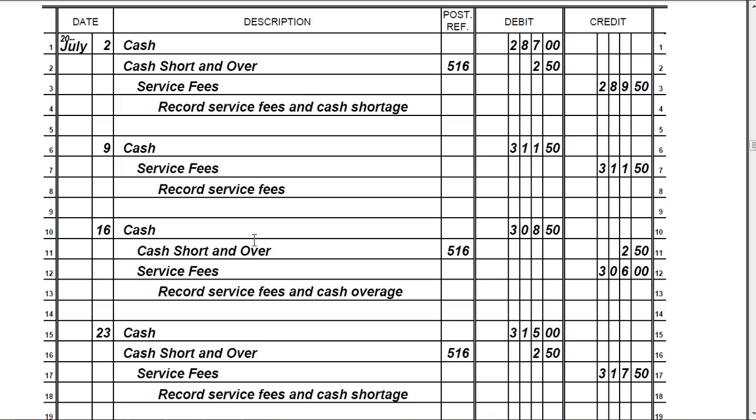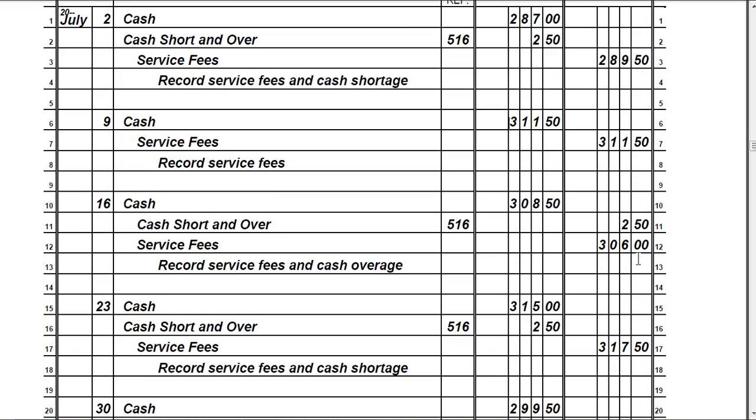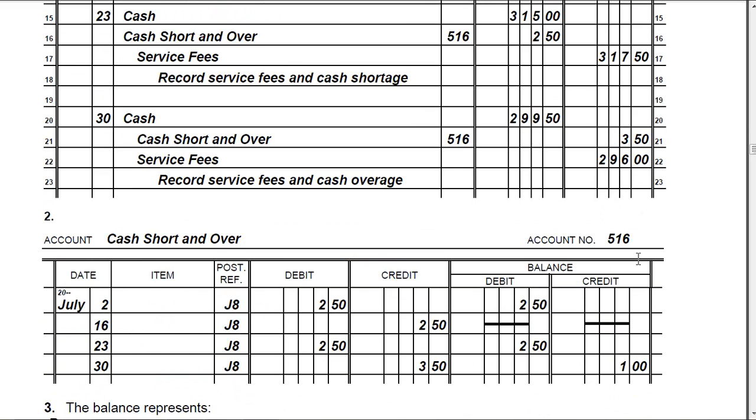The 16th, our cash was $408.50. We subtract out our 100 change fund to leave in the register for the next business day, and we deposit $308.50 in the bank. The register says we're supposed to have $306, so we record our revenue as a credit to service fees, and we're long. We have $308.50, but we're only supposed to have $306, so we credit the cash short and over whenever we are long. So we'll go down here to post that.